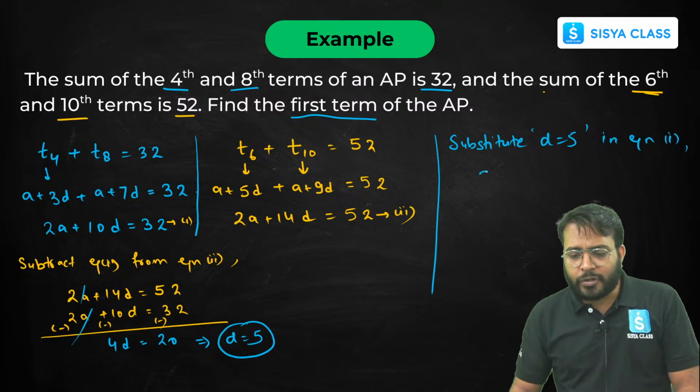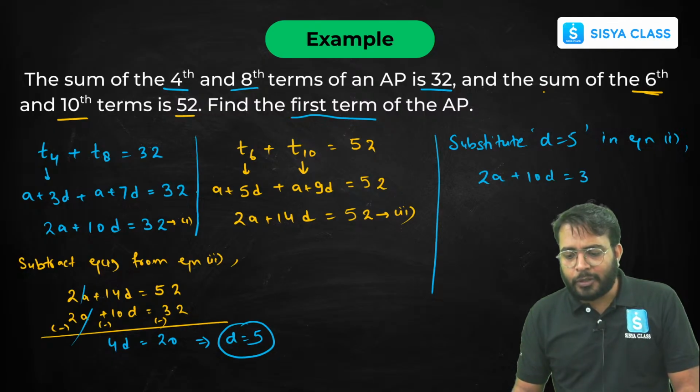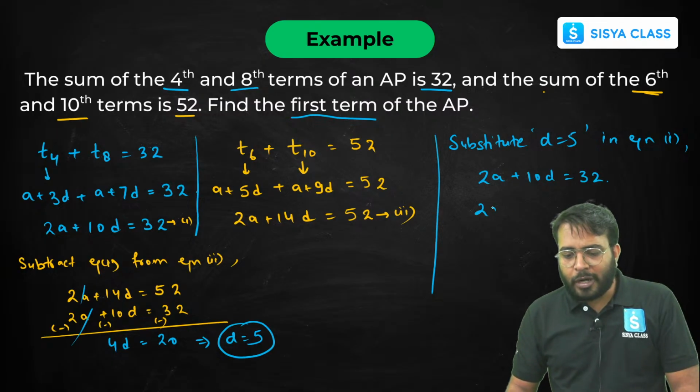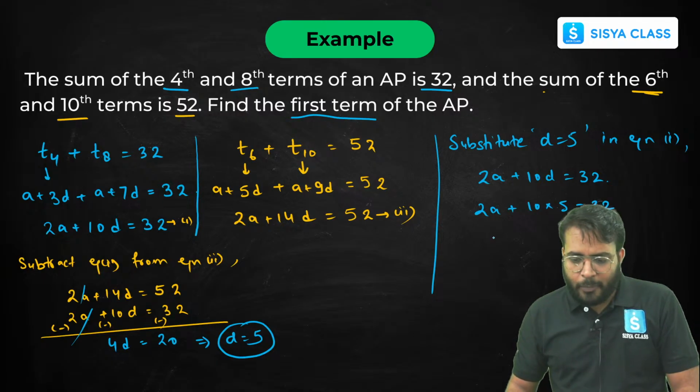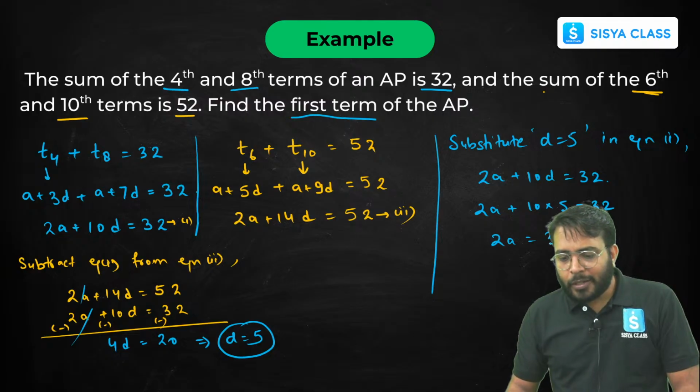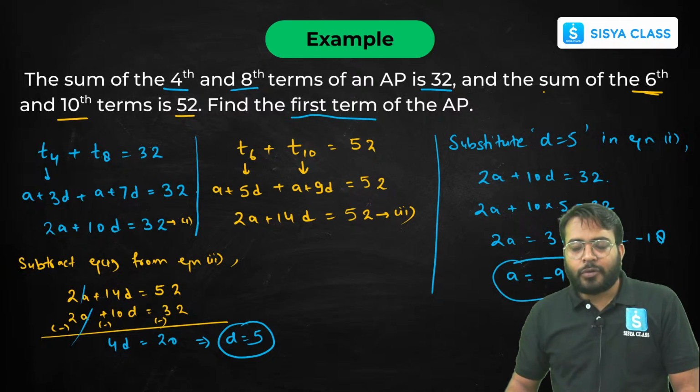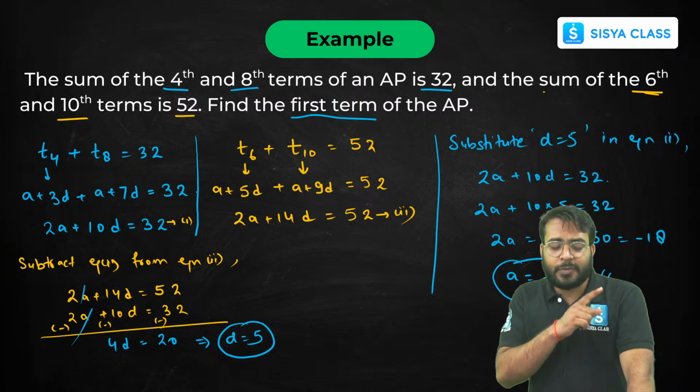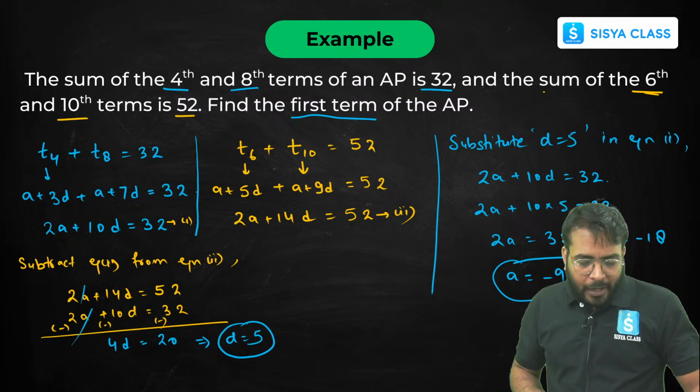Equation 1 is 2a plus 10d is equal to 32. So here I am going to get 2a plus 10 into 5 is equal to 32. So 2a is going to be 32 minus 50, and 32 minus 50 is minus 18. So what is going to be your first term? Your first term is minus 9. So this is going to be your answer. Your first term is minus 9 in this case.